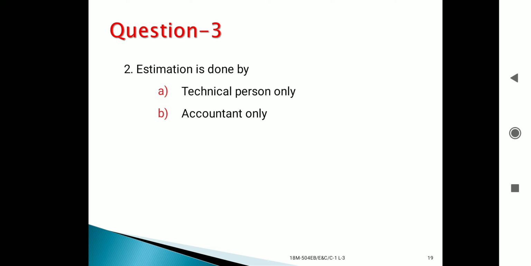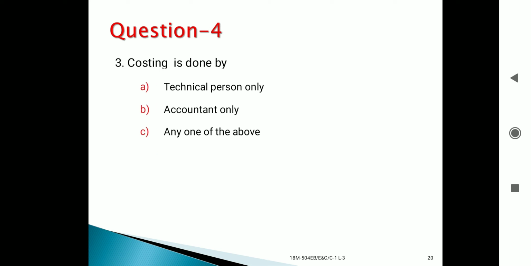Next question: estimation is done by whom? A technical person, an accountant only, or any one of these? No, the accountant does the costing. Who can do the estimation? We, the technical persons, can do the estimation. Costing is done by the accountant only.